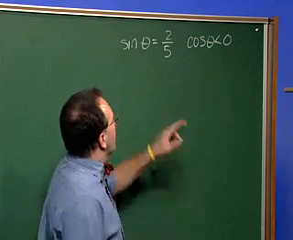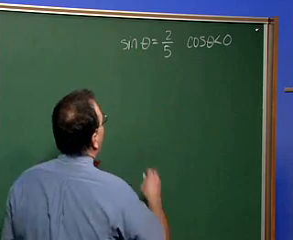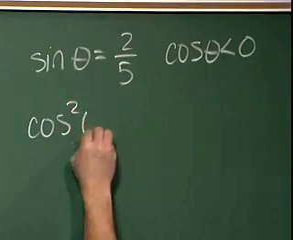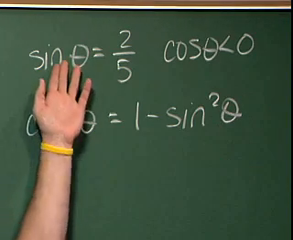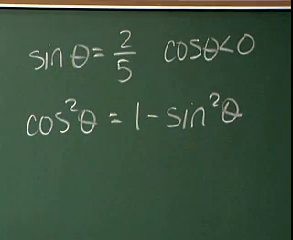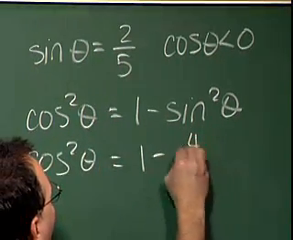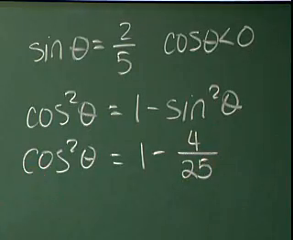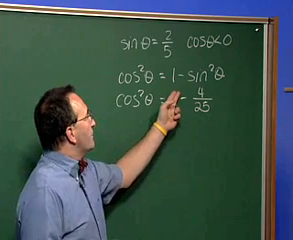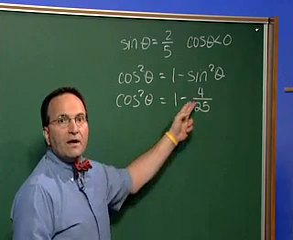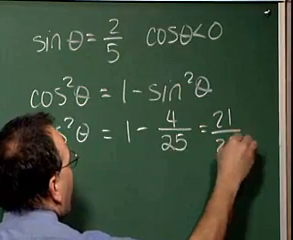To find the cosine of theta, we can use the Pythagorean theorem, which tells us that cosine squared theta is equal to 1 minus sine squared theta. And we know that sine theta is equal to 2/5. So cosine squared theta is equal to 1 minus 4/25. We have to put this over the common denominator of 25, so that we would have 25 over 25 minus 4 over 25. That's equal to 21 over 25.